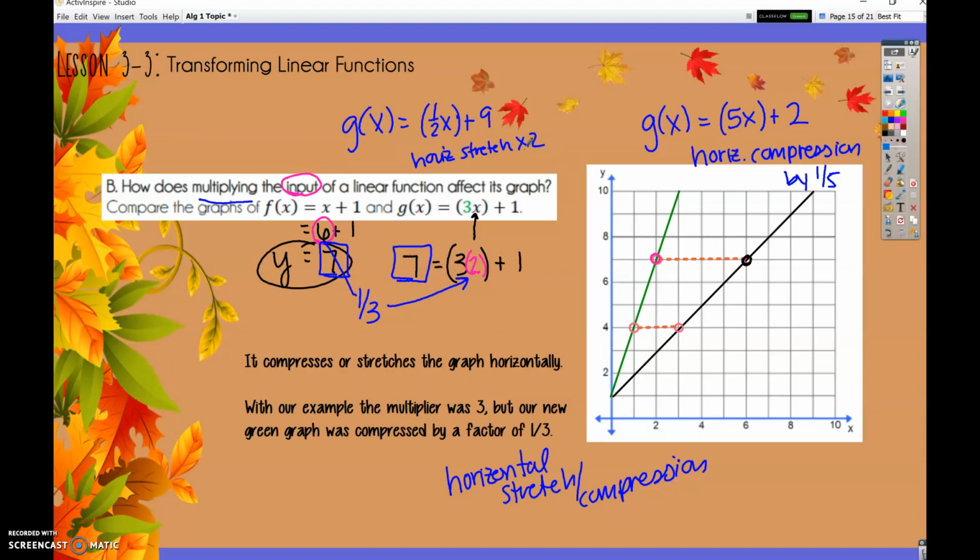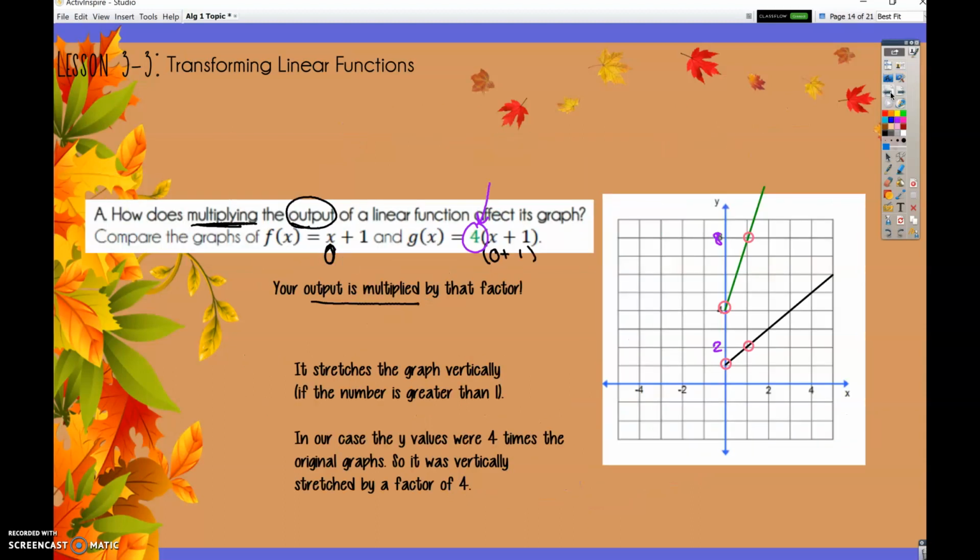So you can remember that if we're multiplying our inputs, putting just the multiplier by your x value first, that's a horizontal stretch or compression. But if you're multiplying your outputs by a value, that will be a vertical stretch or compression.